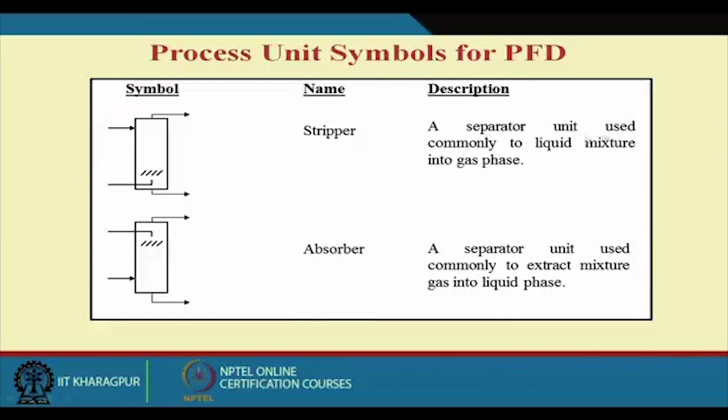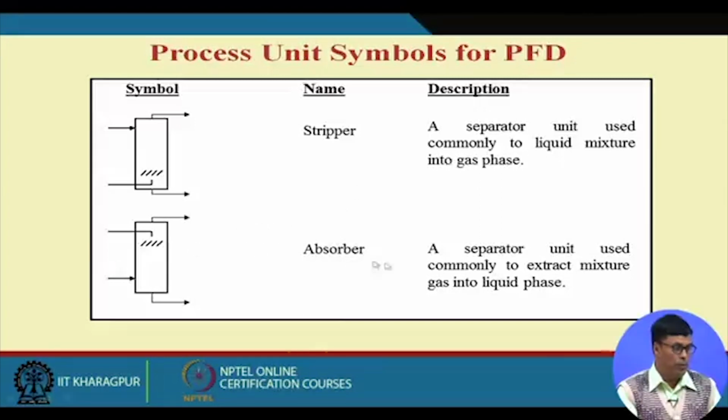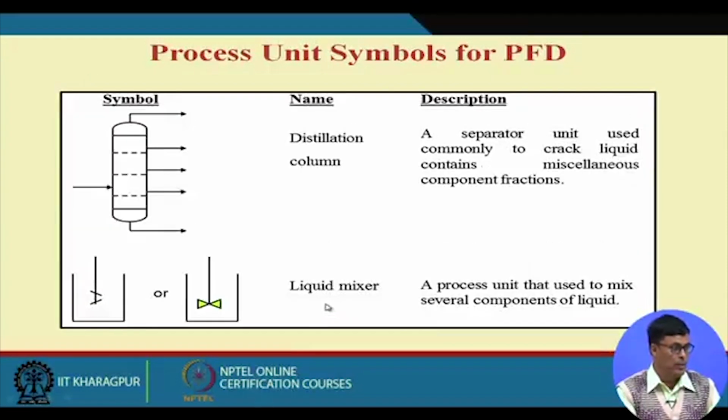The stripper is a separator unit that commonly converts a liquid mixture into the gas phase. So that is the stripper that we have. Then we have the absorber. That can be explained like this. Here it looks like this, and the stripper looks like this. The only difference is that in the case of the absorber, we put the liquid in like this, and in the stripper we put the liquid in from the top. That is the difference that we have.